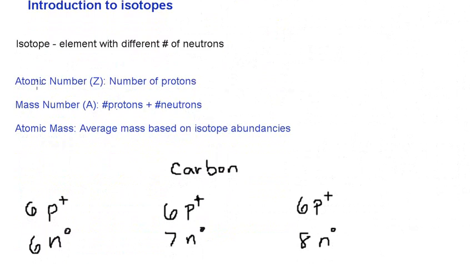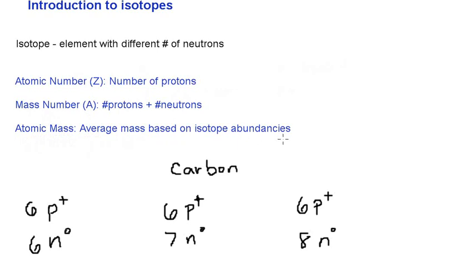Okay, we spoke about, again, atomic number is the total number of protons in the nucleus, and atomic number is represented by the letter Z. Mass number is represented by the letter A, and mass number is the total number of protons plus the total number of neutrons. Mass number is not the same thing as atomic mass. Atomic mass is the average mass based on isotope abundances.